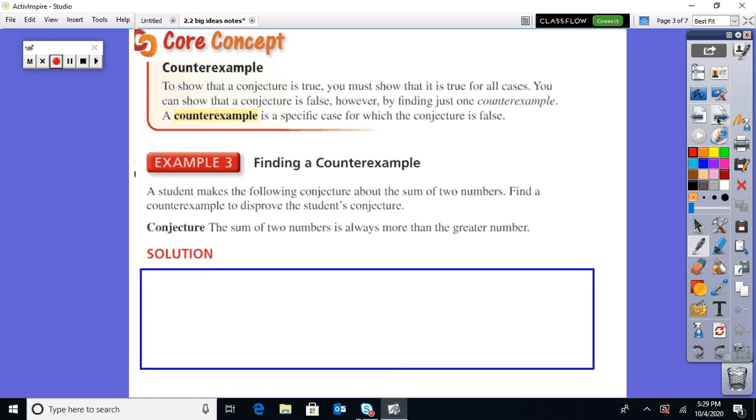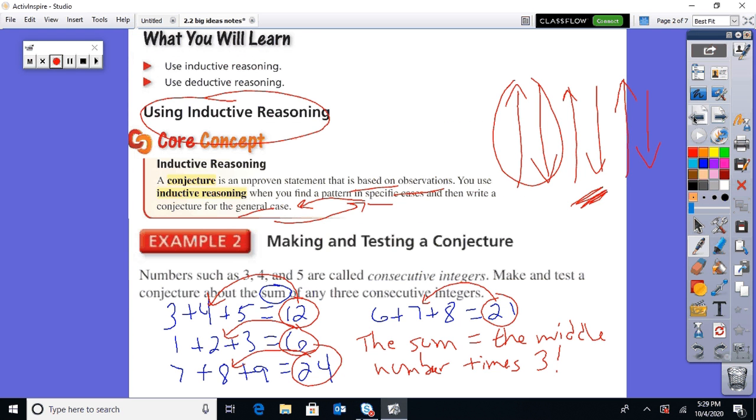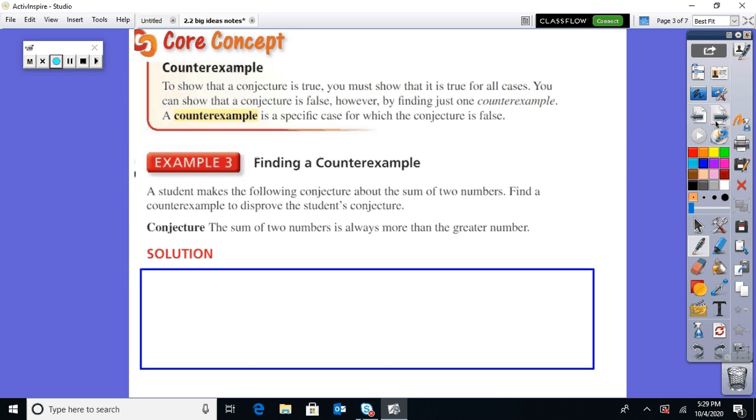All right, now a counterexample is a specific case when your conjecture is false. So if I were to find an example that would make this false back here, then that would be called a counterexample. To show that a conjecture is true, you got to show it's true for all cases. So you can show that a conjecture is false, however, by finding just one counterexample. All it takes is one. One thing can throw the whole thing off.